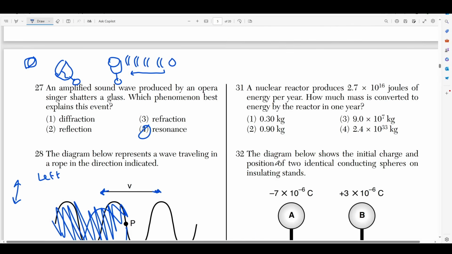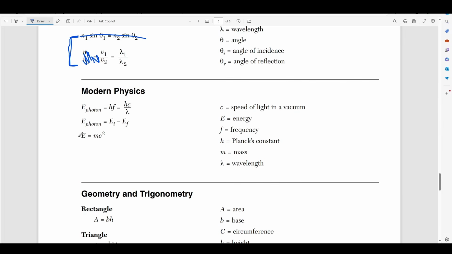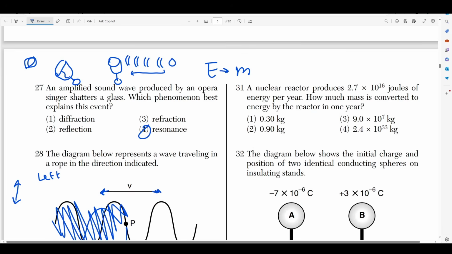Number 31 says, a nuclear reactor produces 2.7 times 10 to the 16 joules of energy per year. How much mass is converted to energy by the reactor in 1 year? So here, we're looking at energy, which is represented by E, and then we're given mass, and we're trying to convert energy to mass. So this has to deal with modern physics. It's E equals mc squared, right? So energy is equal to mass times the speed of light squared. So this is how you convert energy into mass.